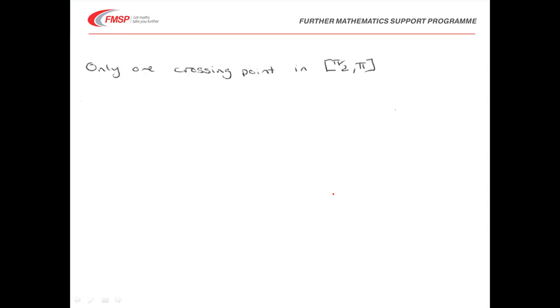Now, there is only one crossing point there because the diagram shows it, but then it asks us if there are any other non-zero roots. Well, there is one other, and the reason for that is if I carry on my graph in the other direction, I'll get a negative result. So I've shown a diagram to make the explanation clear.